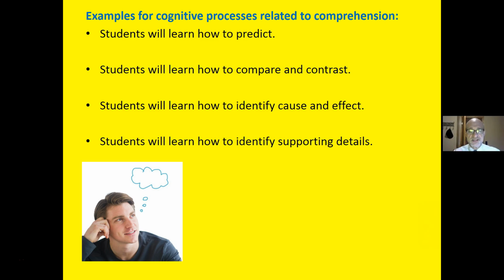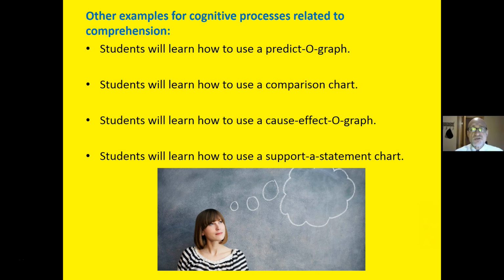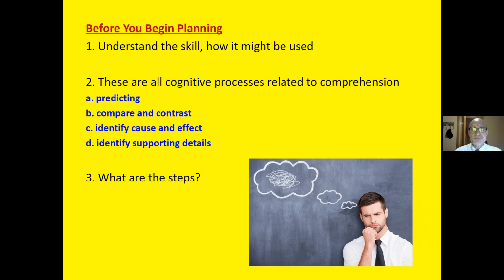How to compare and contrast, that is a cognitive objective. It happens up here in the brain. Other examples, looking at the graphic organizer. Learn how to use a cause-effect graph. All right? Before you begin planning, make sure you understand the skill and how it's used. These are all cognitive processes related to comprehension.